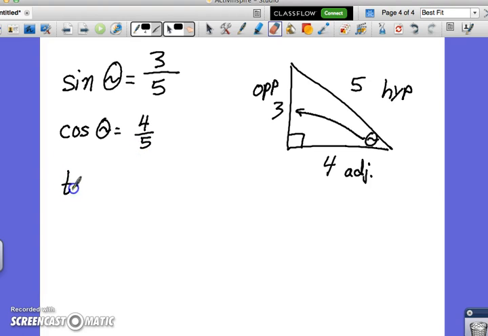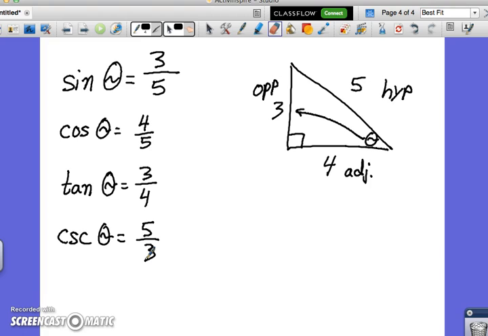So what would the tangent of theta be? Remember, look back at your notes. Tangent is the opposite, which is 3, over the adjacent, which is 4. All right. What would cosecant of theta be? Remember, cosecant is the hypotenuse, which is 5, over the opposite, which is 3.